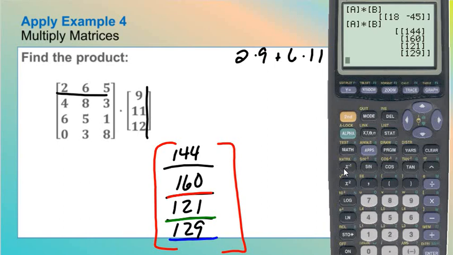And to interpret what that means, we would say the total bill for table A would be $144, table B is $160, table C is $121, and table D is $129.